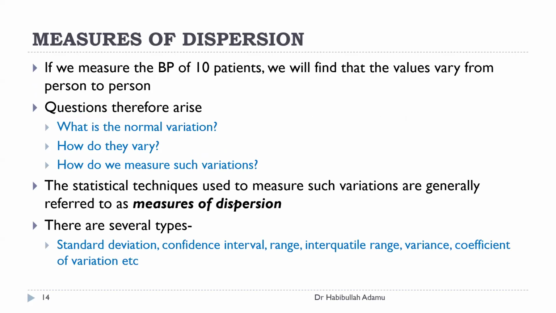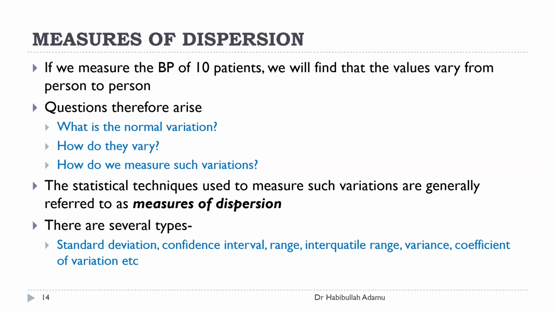So this variation can come up in different scenarios. For example, if we measure the blood pressure of 10 patients, we can find that the value might vary. It's not likely to be the same for all the 10 patients. However, all of them, the value can still be what? Normal. This one, 110, is normal. This one, 115, is normal, and so on and so forth. So now the question is, what is normal variation?